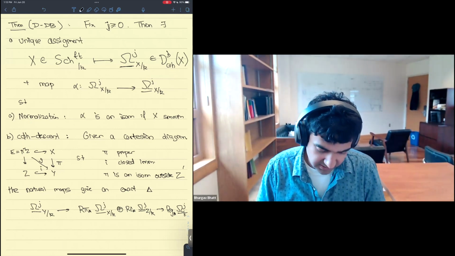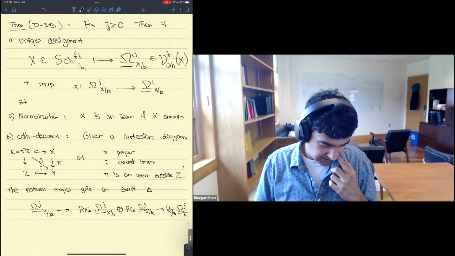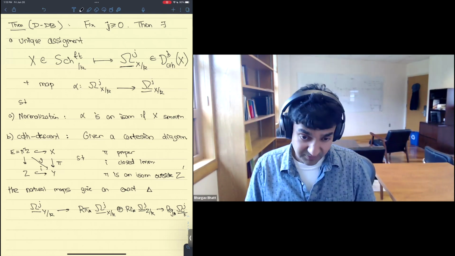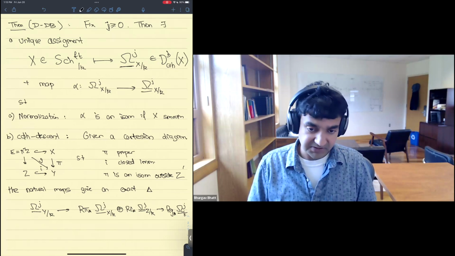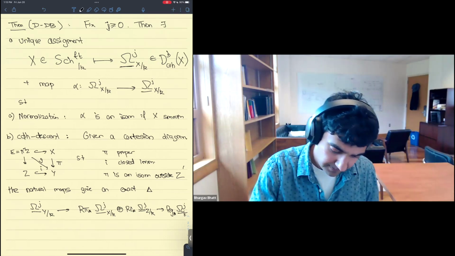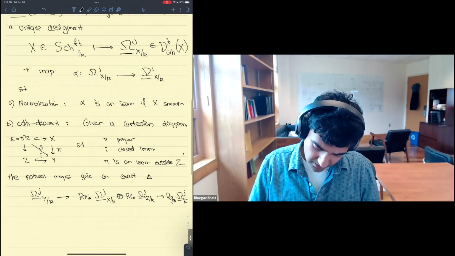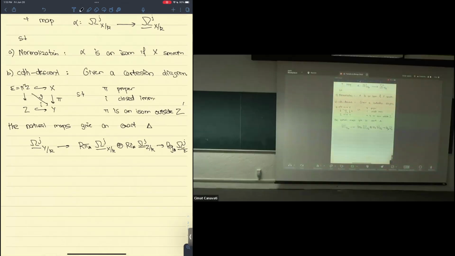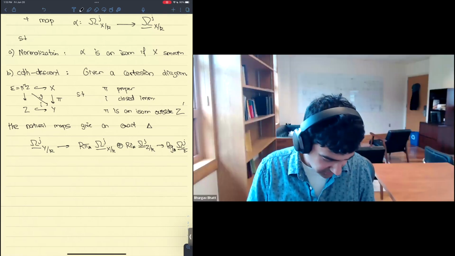And I want to spend some time today unraveling what this object is, and then giving you a non-Archimedean perspective on it. So this theorem is about to scroll off the page. I'm about to give you a couple of examples, but are there any questions before it scrolls off the page? No? Okay.